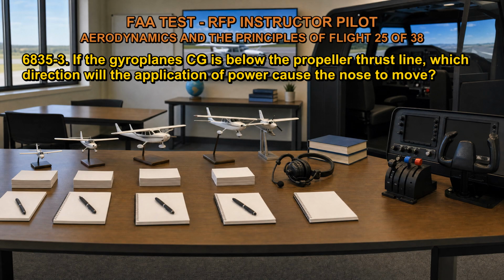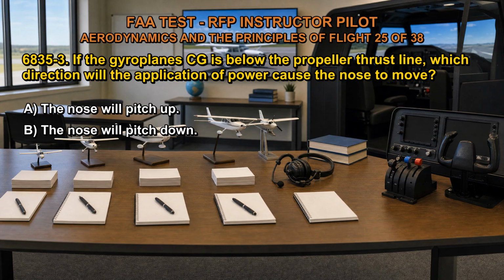Q6835-3. If the gyroplane CG is below the propeller thrust line, which direction will the application of power cause the nose to move? A. The nose will pitch up. B. The nose will pitch down. C. The nose will not move.